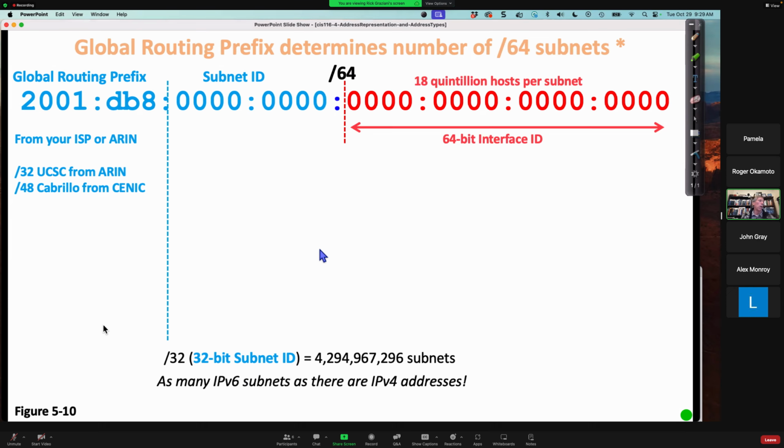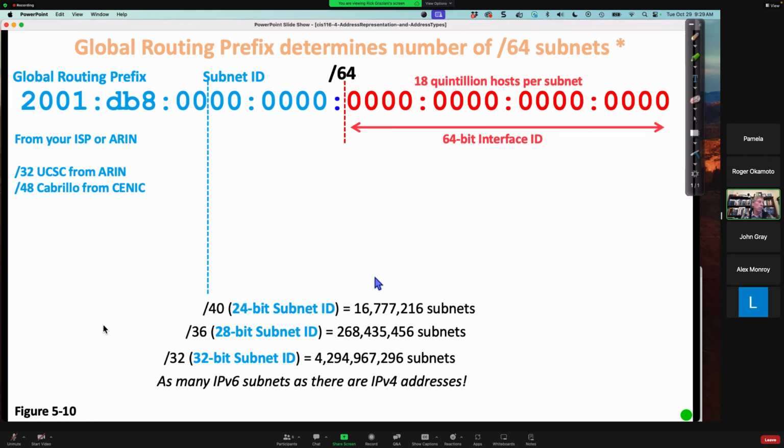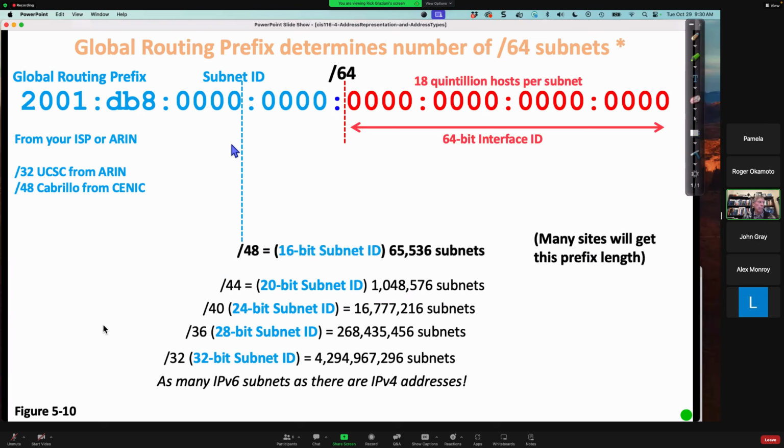All right, let's keep on going. If you got a /36, that would give you 16 plus 4 plus 4 plus 4. Let's stop right there. We got 28 bits for a subnet. How about here? 24 bits. How about here? 44 bits. Now, by the way, this is becoming more common, for ISPs to start here. We'll see here in a moment. This is what they've been doing for a while. This is what Cabrillo has.